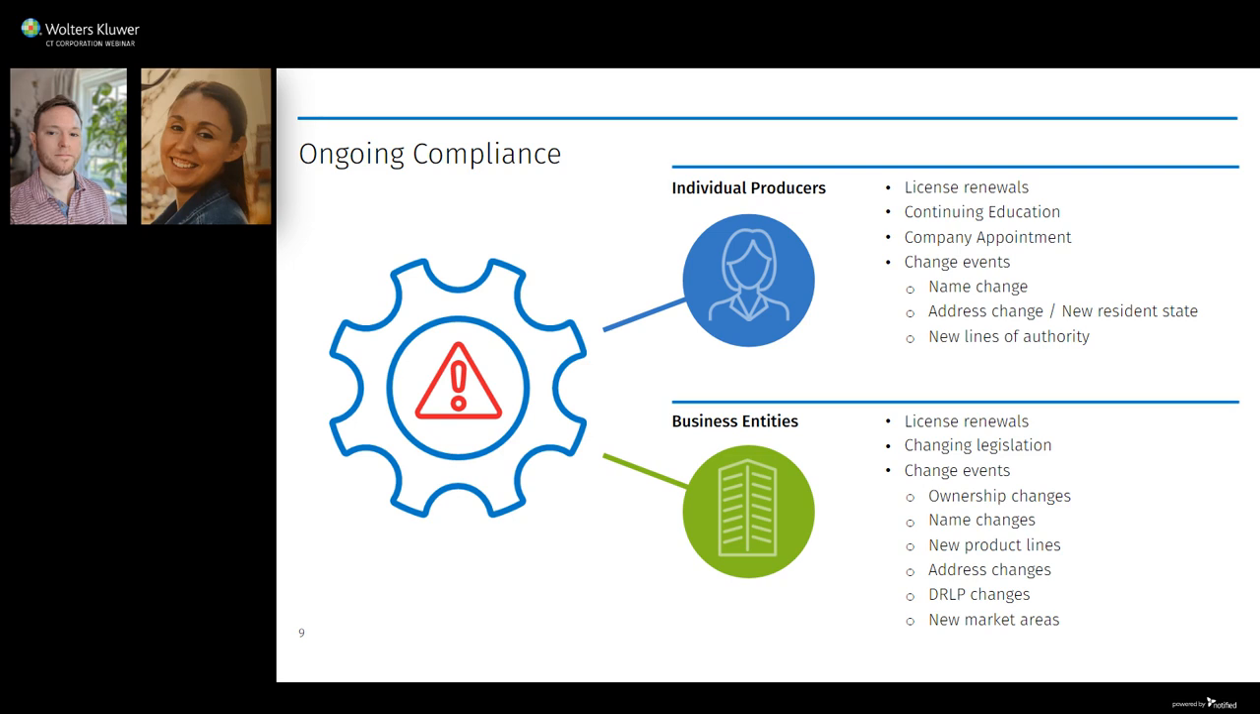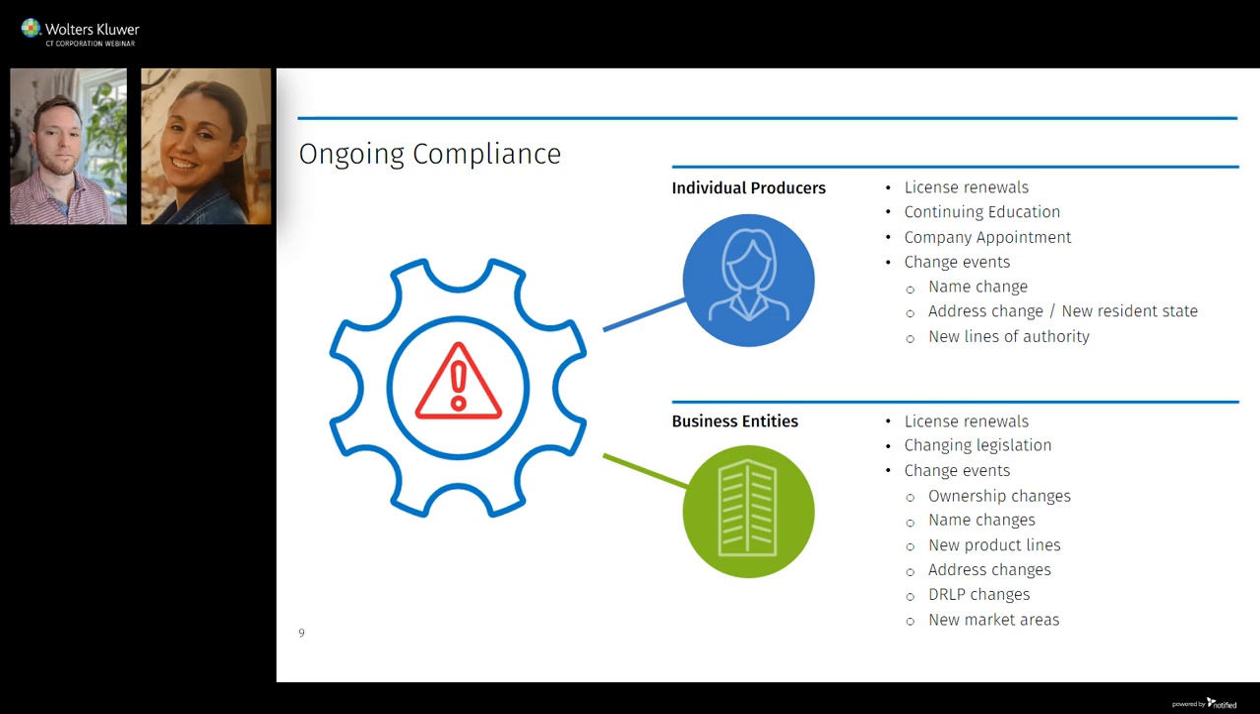And then next, we can move on to business entities or agencies. Like producer licenses, business entity licenses typically need to be renewed annually. This again involves the submittal of a renewal application and the payment of a fee, but generally no continuing education at the business level. Sometimes, depending on home state requirements for officers and owners.